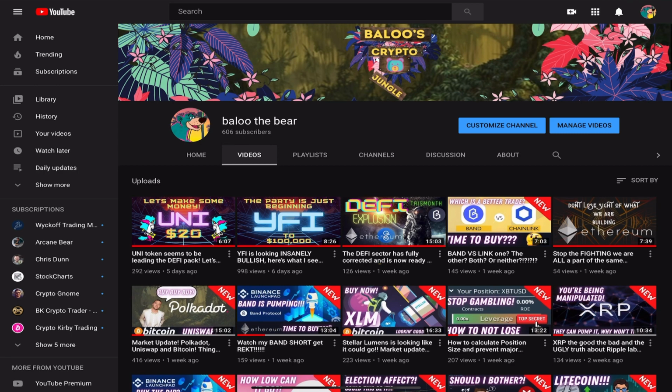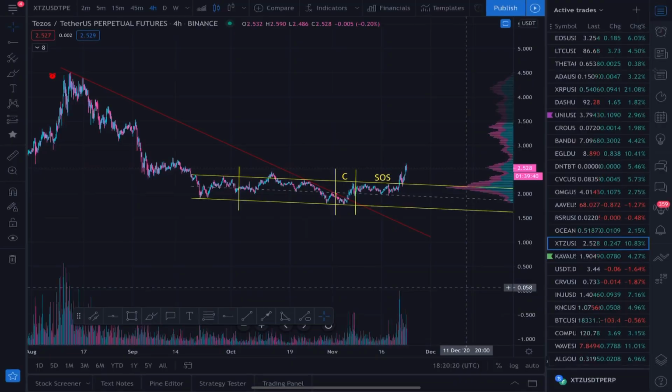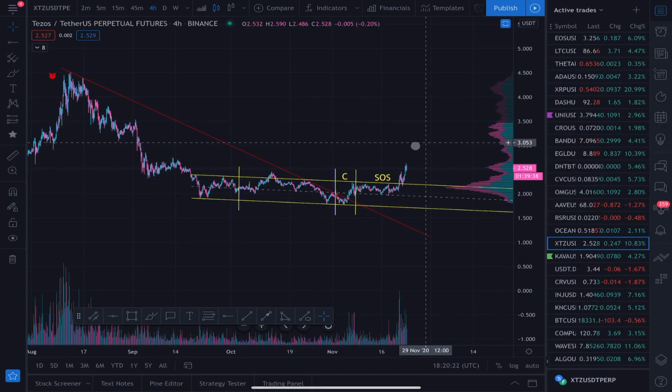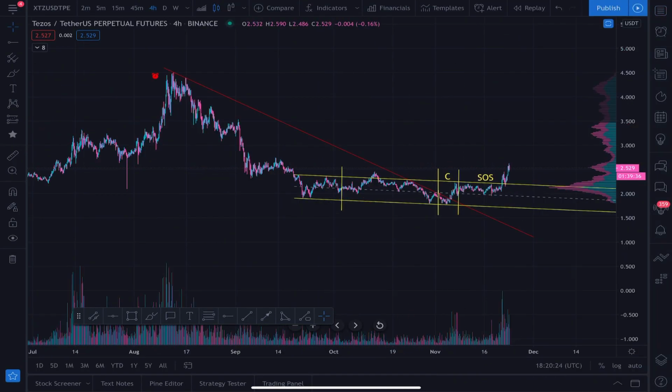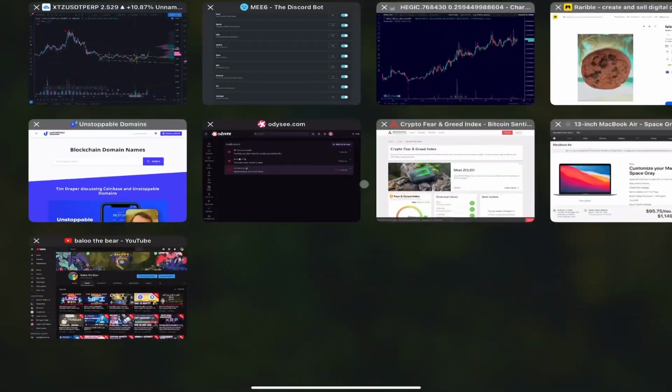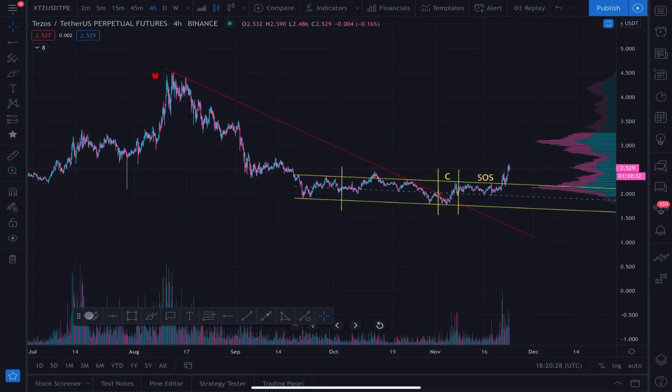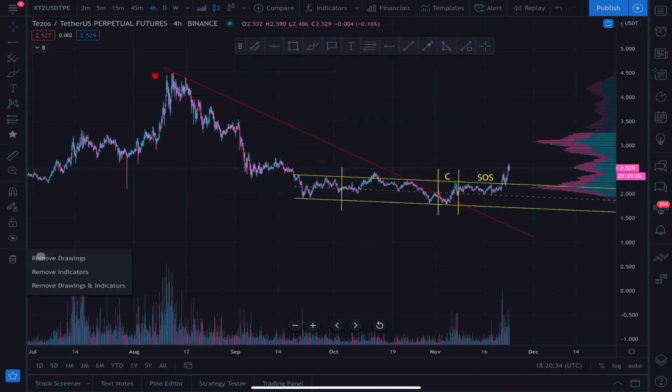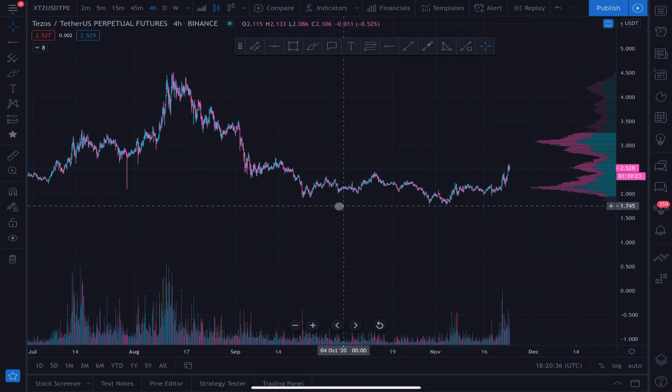So in today's video, let's do a thorough breakdown of the technicals inside of TEZOS. So let's go ahead and take a look at what is going on inside of TEZOS. So I think for the benefit of the breakdown here, let's just start over. We'll start from scratch here. So I'll delete all the drawings and we'll just see what's going on.